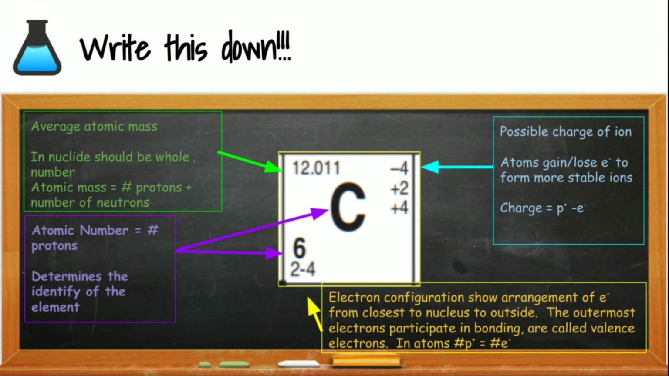Now, when a symbol is written and no charge is placed in the upper right-hand corner, its charge is understood to be 0, so we're dealing with a neutral atom. But if a charge is there, then we no longer have a neutral atom, we have an ion. Atoms tend to gain or lose electrons to form ions, which are more stable than the atoms that they came from. So ion charge is determined by taking protons minus electrons. Just write this down so that we can discuss and use this information in class.